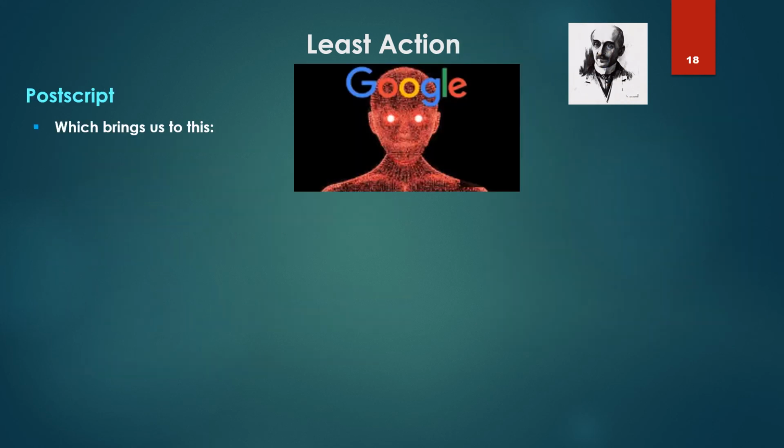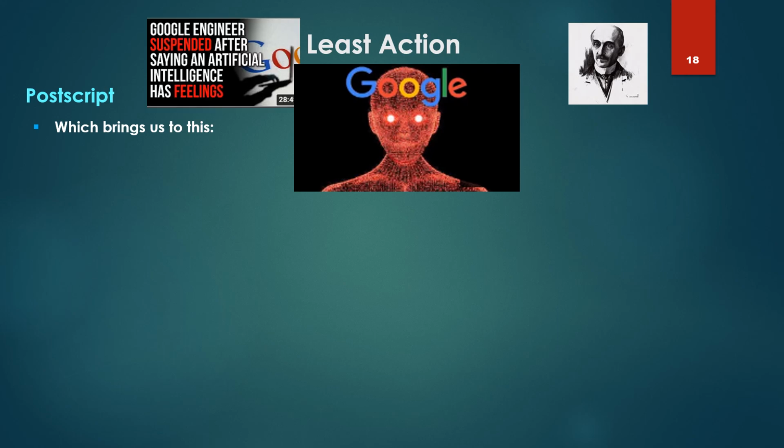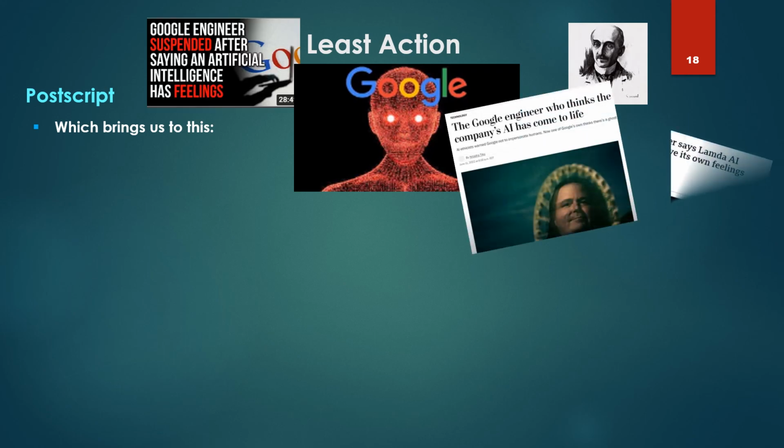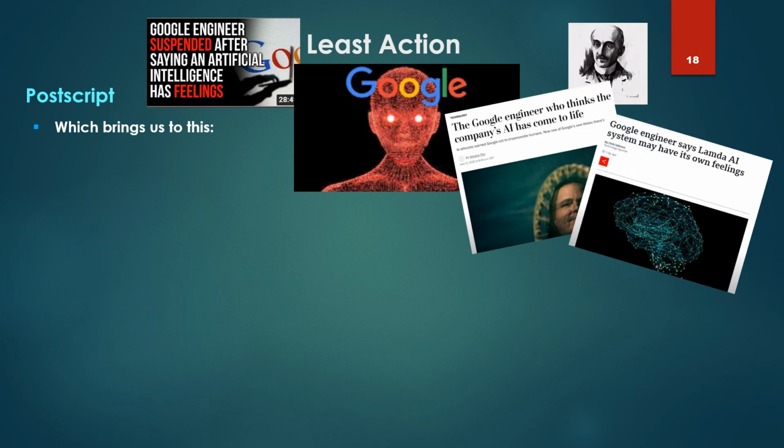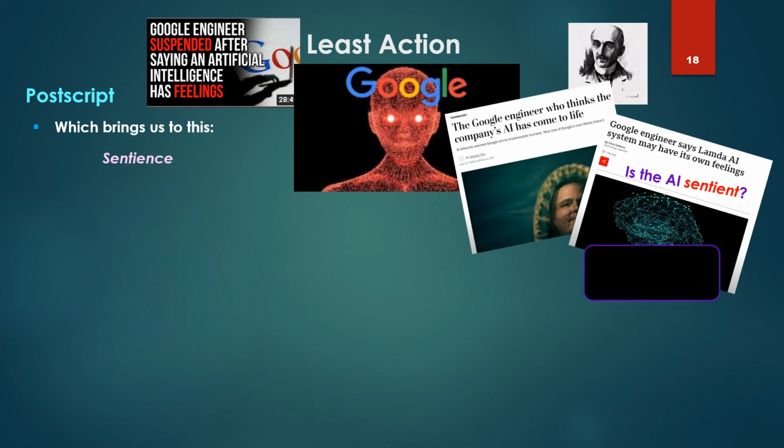Which brings us to this as a postscript. Google engineer suspended after saying artificial intelligence has feelings or thinks it's come to life. Or, in other words, is the AI sentient? Which he thought. Sentience. What we're brought to. Google, he said, no. It's just a very good chat program. Or it's good coding. No sentience.